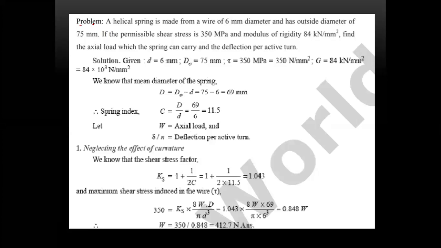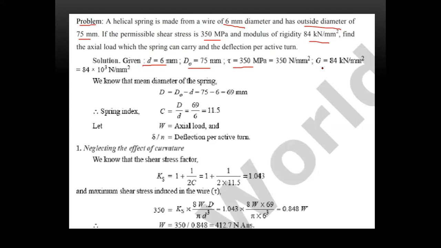A helical spring is made up of a wire of 6 mm diameter, with an outside diameter of 75 mm. If the permissible shear stress is 350 MPa and the modulus of rigidity is 84 kilonewton per mm square, find the axial load the spring can carry and the deflection per active turn. What is the given solution? d is equal to 6 mm. D naught, the outer diameter, is 75 mm. What is the stress here? 350 MPa. Convert MPa into Newton per mm square.